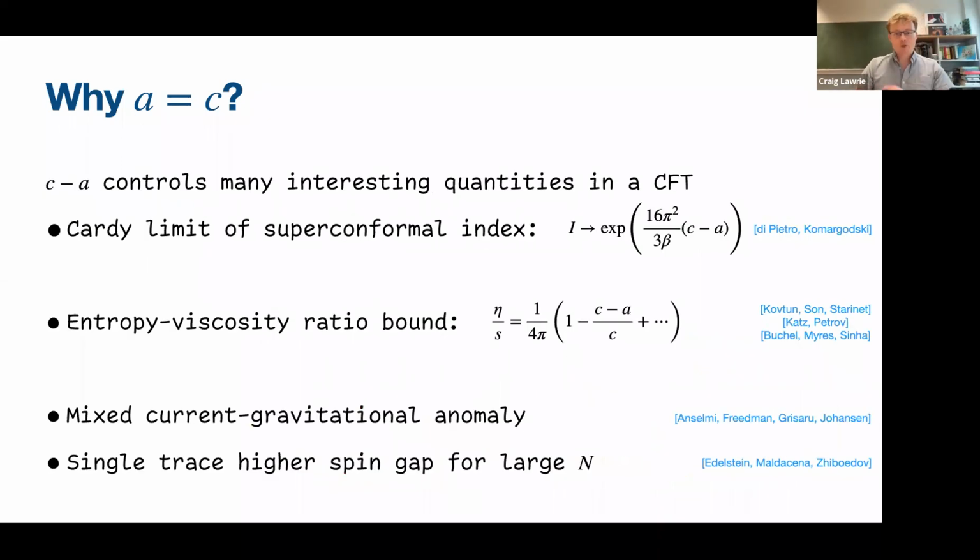Okay. So this quantity controls a bunch of interesting things. For example, the Cardy limit behaves as some exponential in C minus A. So the superconformal index grows particularly slowly if C minus A is 0, for example. It also appears in something called the entropy viscosity ratio bound. It appears in the mixed current gravitational anomaly, and it appears in the single trace higher spin gap for large n.